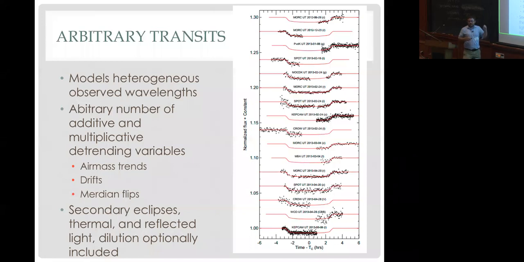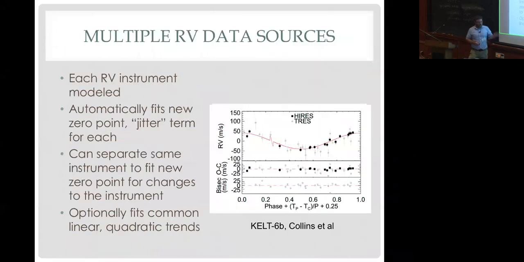You can have an arbitrary number of detrending parameters that you include with each transit. So they can vary. You could have 3 detrending parameters with this one because it was super noisy, and you can have 0 with that one, or whatever. Any mix of detrending parameters you can have for any of the transits. We can also model secondary eclipses, thermal and reflected light, or dilution. So in the era of TESS, you're going to have a lot of stars that are going to tend to dilute the light curve, and you can include that dilution term when you model it on a light curve by light curve basis, or on a filter by filter basis.